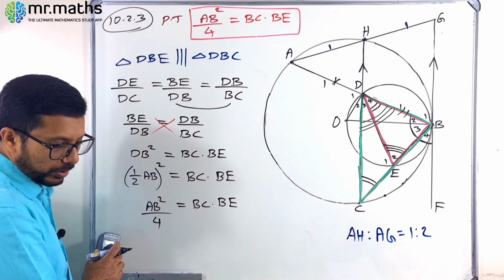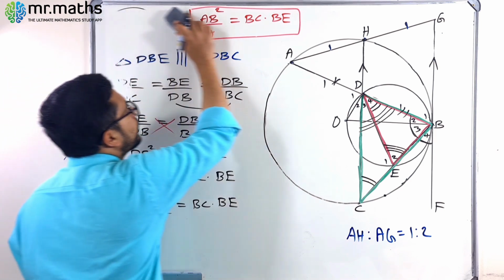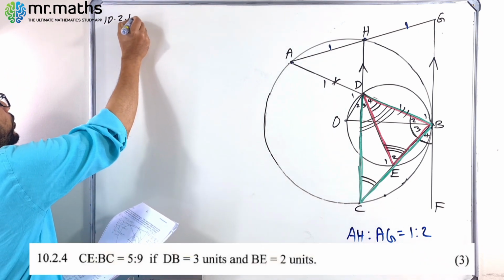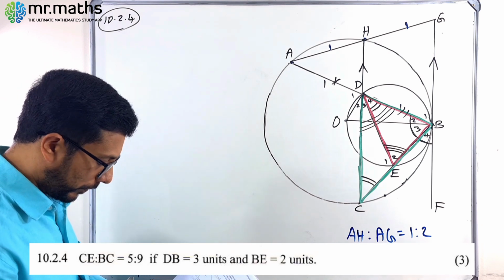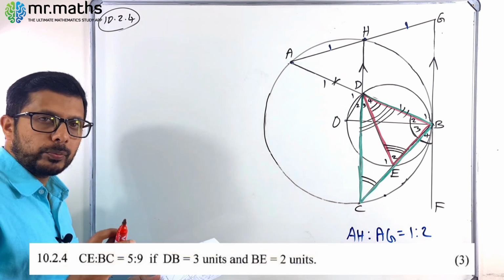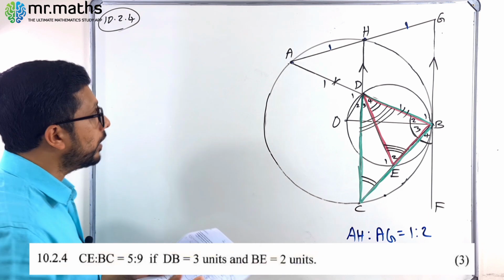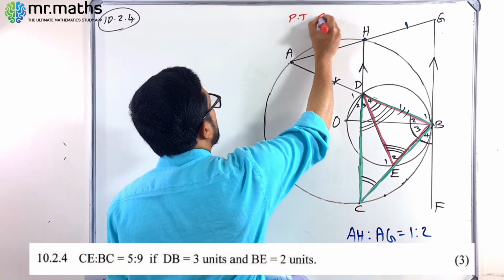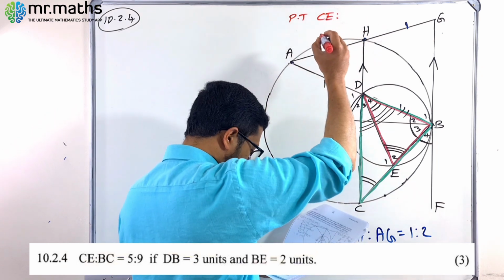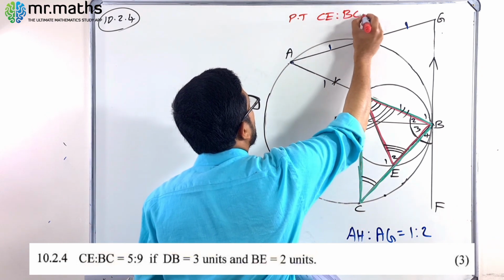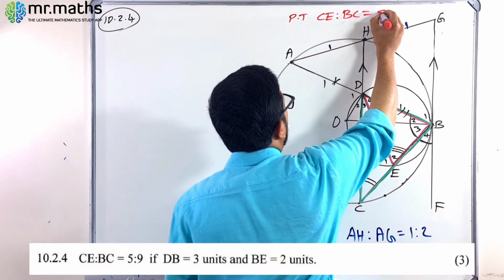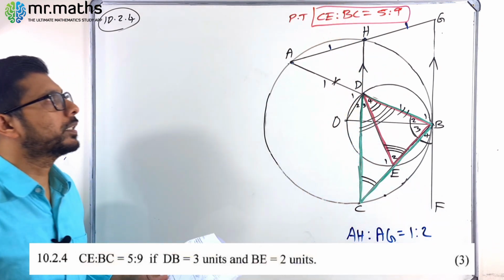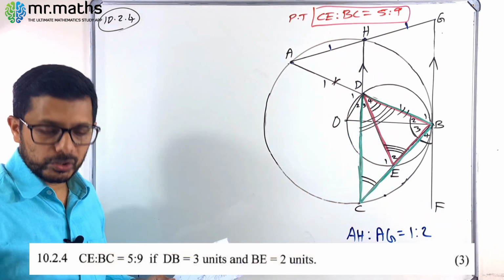Now let's move to the next question, question number 10.2.4. And what is there? Prove that CE is to BC. What do you want to prove? You have to prove that CE is to BC is equal to 5 is to 9. This is what you want to prove.